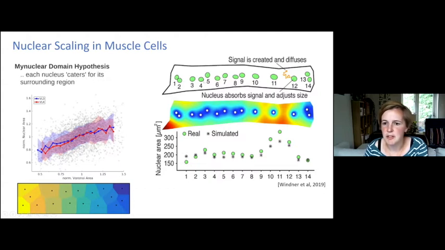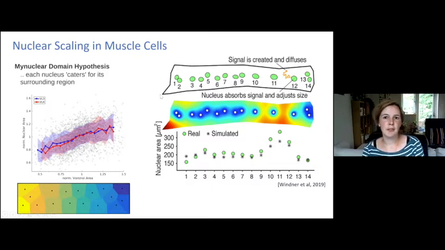And you can see for this example cell, which is a cartoon of a real experimental measurement, that we have numbered the nuclei 1 to 14. And then we have in green the real measured nuclear area, and the black stars is the simulated nuclear area according to this idea that you have a diffusible signal that is being absorbed and then causes the nucleus to grow. And you can see that we get very good agreement. We did this for a larger data set, but I think this already demonstrates quite nicely what we've seen for the fungal cells before, that a nucleus that has more area around it will grow larger.